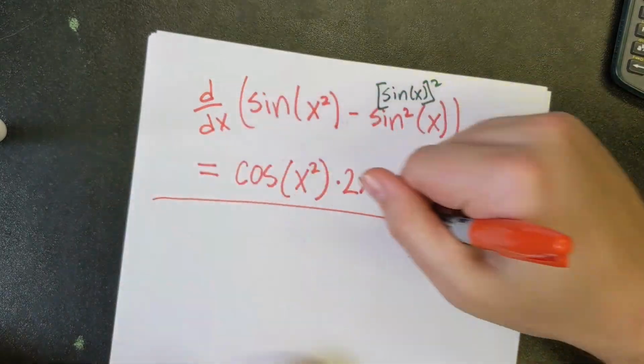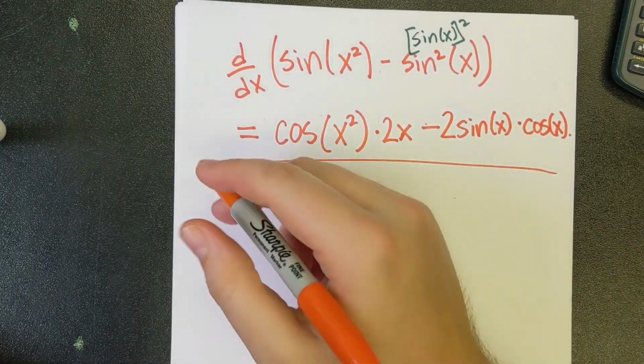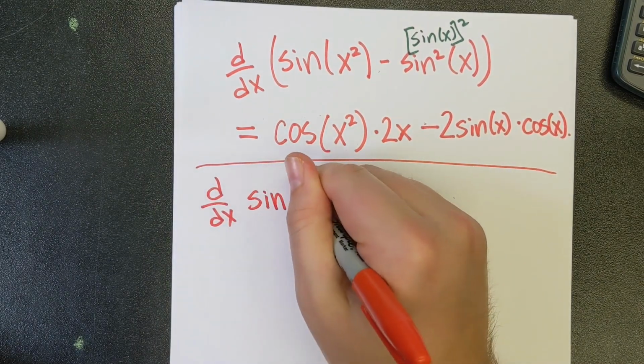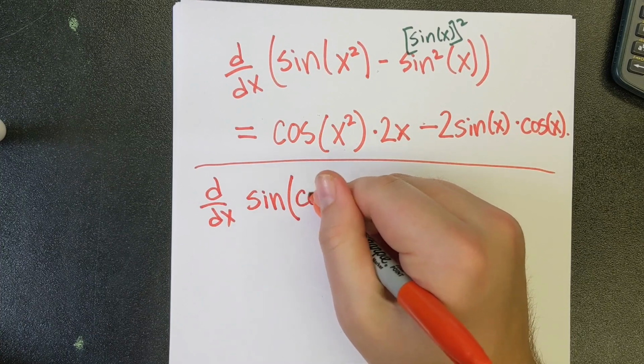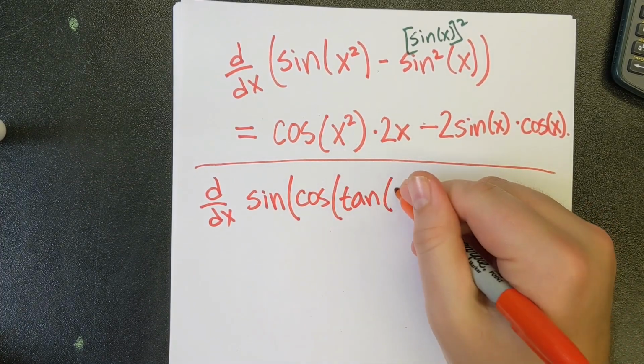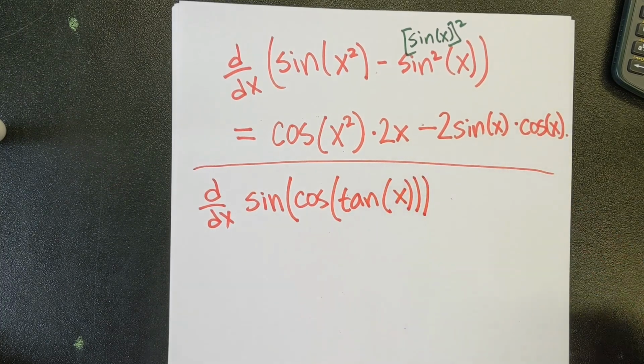Okay. Here's another clever chain rule one. The derivative of sine of cosine of tangent of x.